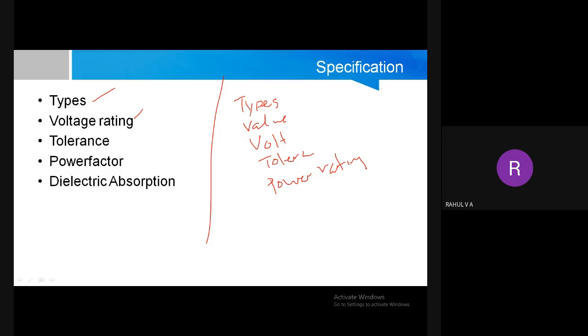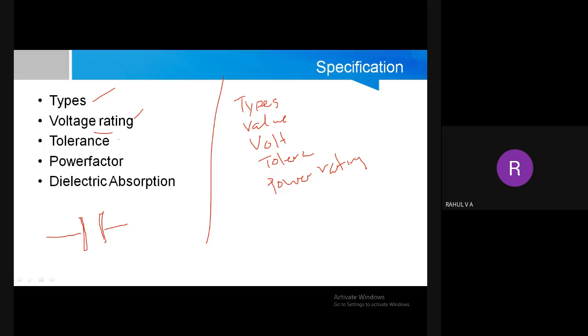Second one is, what is the maximum voltage that we can apply across this plate? As we said in the earlier class, there are two plates separated by a dielectric. So what is the maximum voltage that I can apply across this capacitance? That is nothing but voltage rating. And the third one is tolerance.